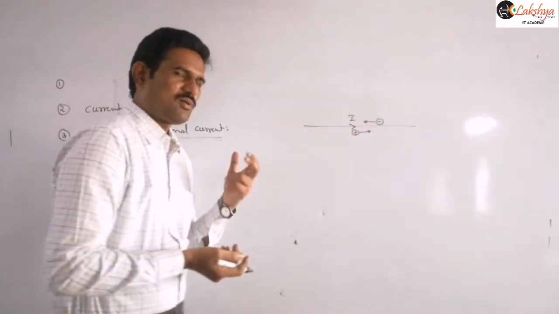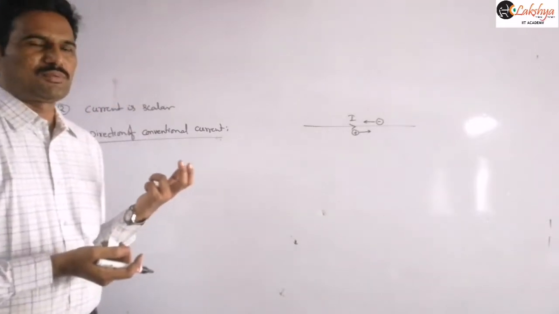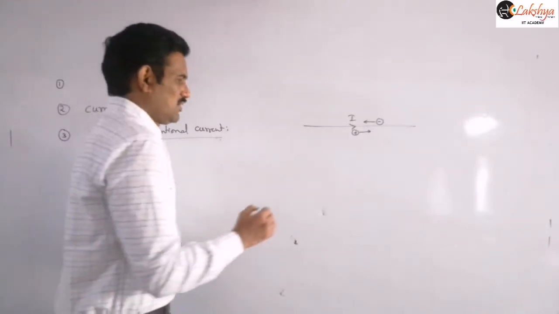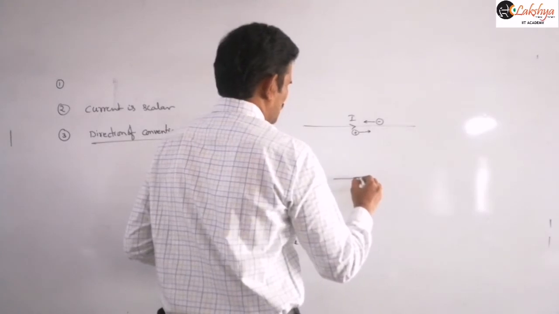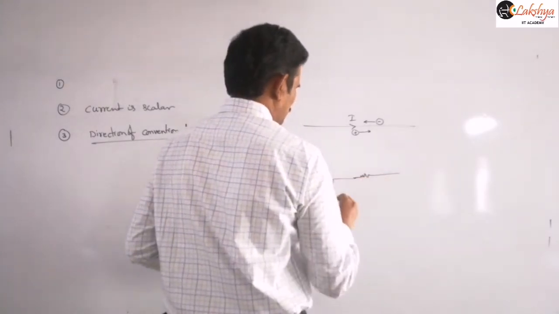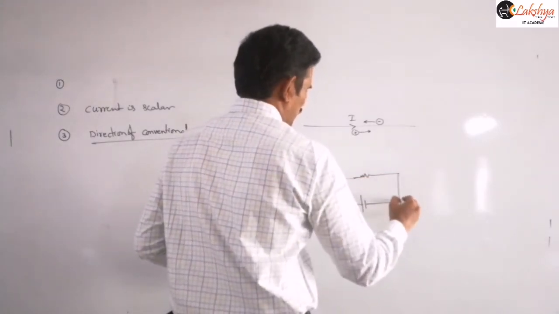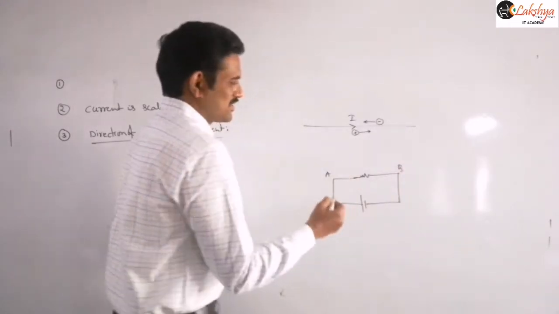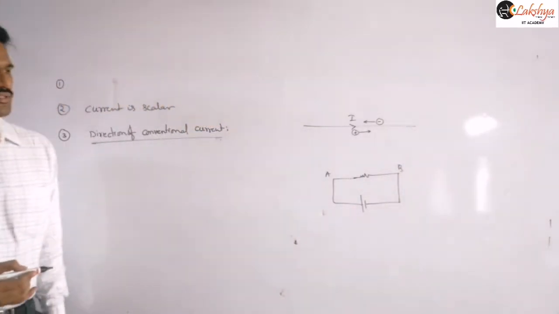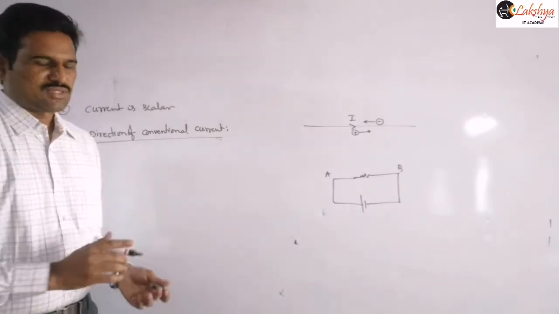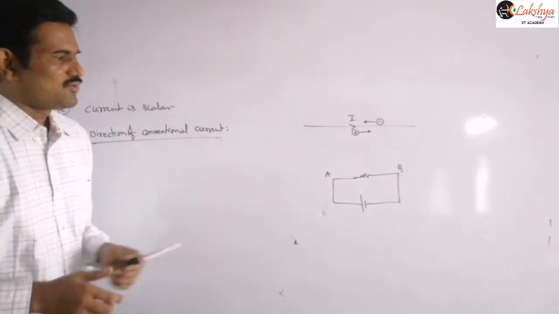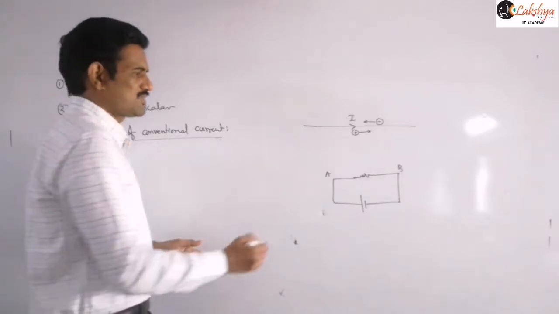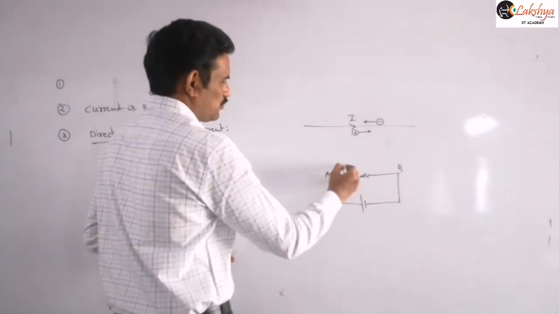Or both may be present, depending on the medium, depending on the material we are taking. For example, if a metal wire is connected across this battery like this, in the previous example, with some resistance R, and about that resistance we will discuss later. Now here we represented the current direction like this, from A to B.